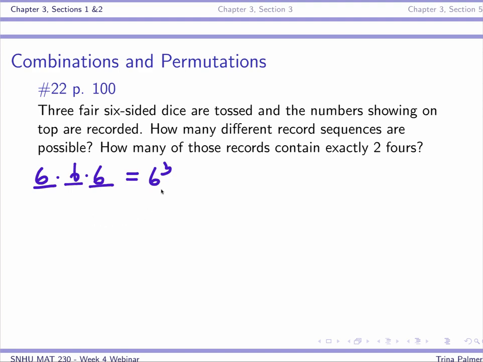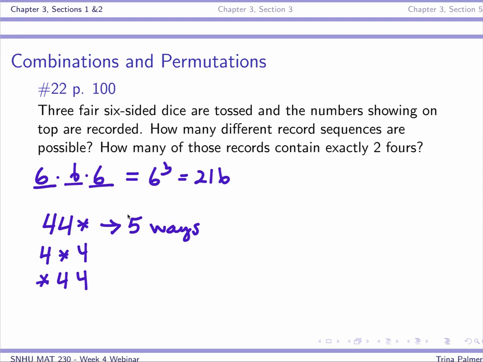And this is 216. How many of the 216 contain exactly 2 4s? I'm going to try to explain it 2 different ways. The first way, I'm going to think about how many ways you can place the 4s. I could have a 4, 4, and then a non-4. I could have a 4, then a non-4, and a 4. Or I could start with a non-4, and then a 4, 4. So those are 3 ways to have exactly 2 4s.